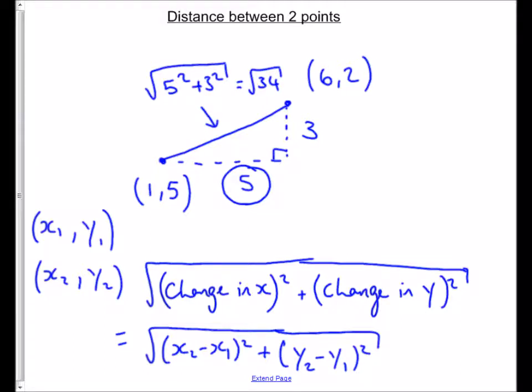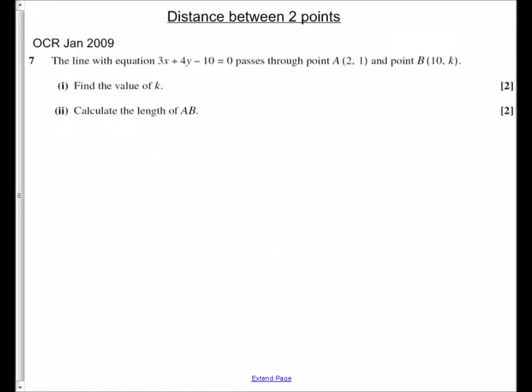I've shown it to you so that you recognize it, but you are far, far better just understanding that what you're doing is applying Pythagoras. Let's have a look at this in an exam question. So here's a question from the OCR January 09 Core 1 paper. It says the line with equation 3x plus 4y minus 10 equals 0 passes through a point A, which is at (2, 1), and the point B at (10, k). And the first bit says find the value of k.